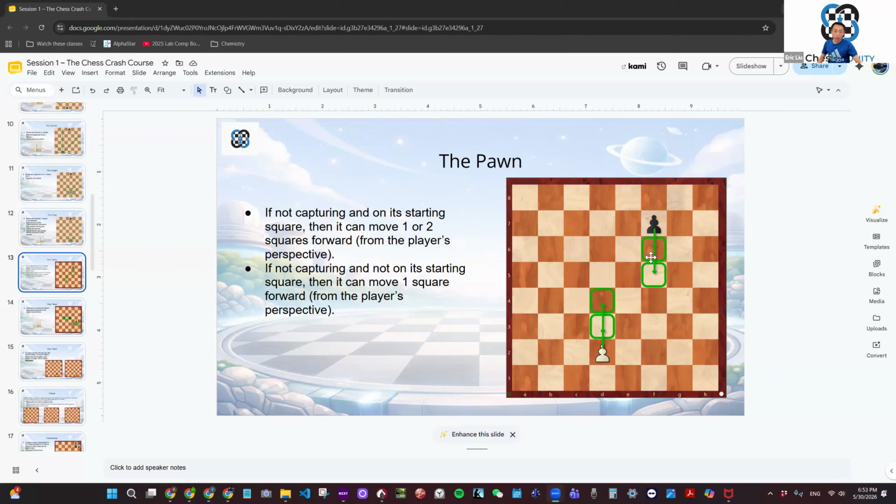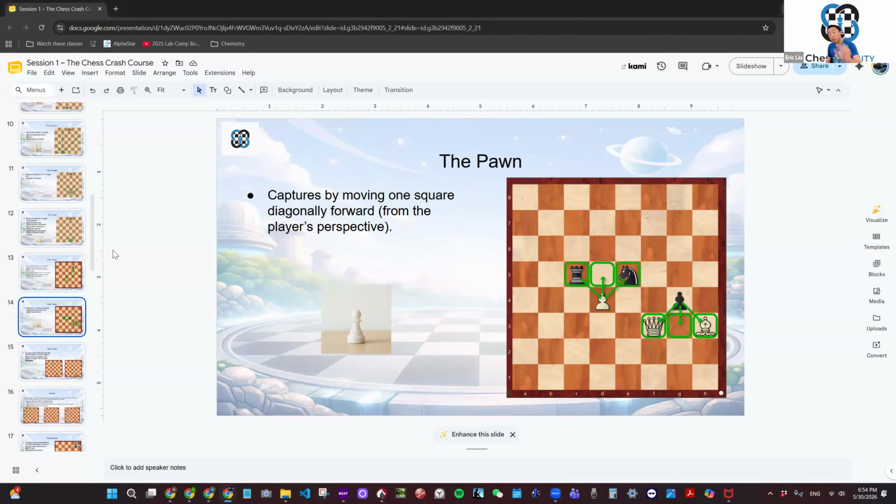So that's one important thing. And if the pawn is on its starting square, remember the white pawns all start on the 2nd rank. The black pawns all start on the 7th rank. So this white pawn is on its starting square. It can move 1 square up or 2 squares up. Same for this black pawn. It's on its starting square, so it can move 1 square up or 2 squares up. Okay, good.